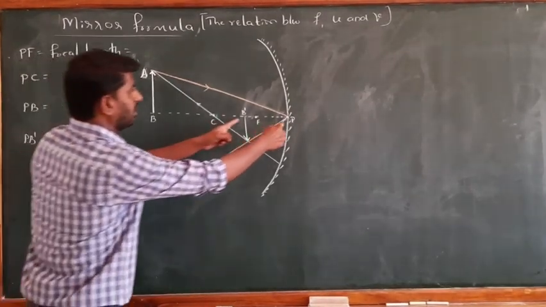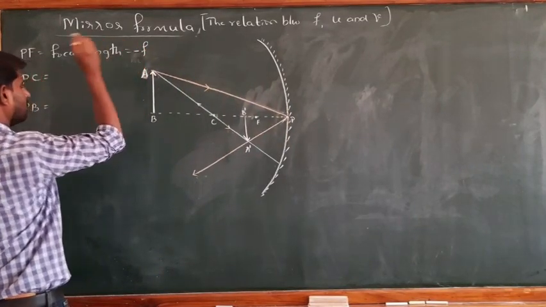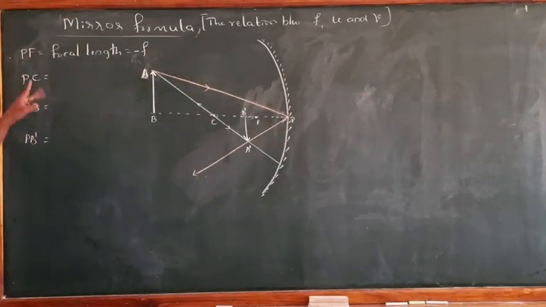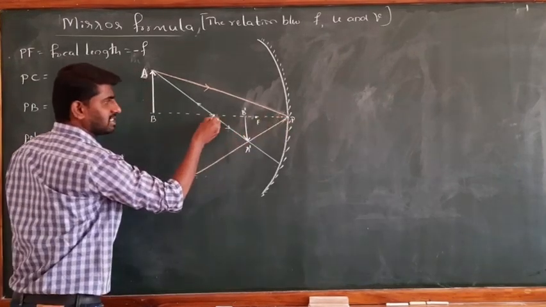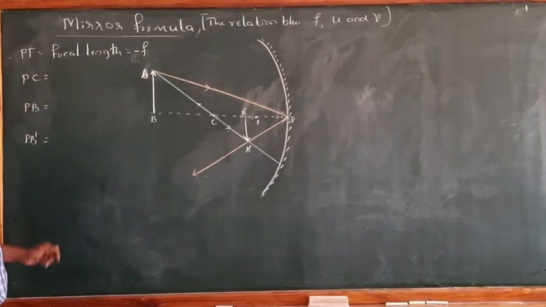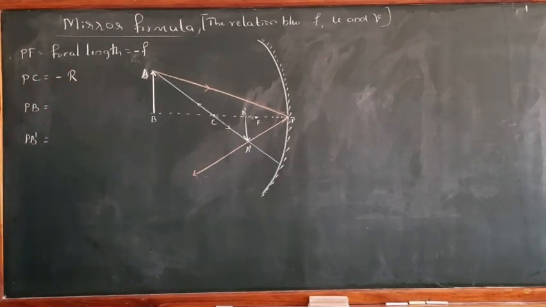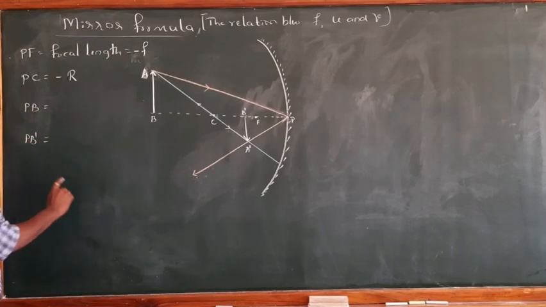PF, the focal length from here to here, its symbol is F. Again, by the sign convention, I will write negative. And what's the PC, from P to C? The distance is the radius of curvature. Its symbol is R, and it is written as minus R because of the Cartesian sign convention. You know this.